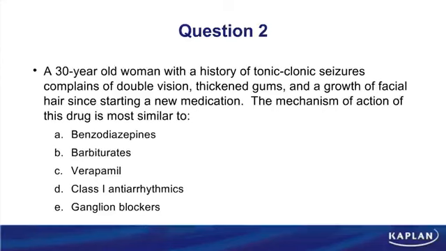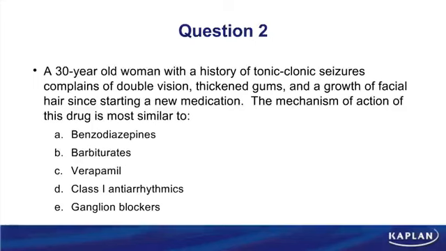Here's question number 2. Pause the video, and then we will review. A 30-year-old woman with a history of tonic-clonic seizures complains of double vision, thickened gums, and a growth of facial hair since starting a new medication. The mechanism of action of this drug is most similar to, well, obviously you have to decide what is the drug. That shouldn't have been the most difficult part of this. She's being treated for tonic-clonic seizures. Double vision, thickened gums, and growth of facial hair says this must be phenytoin.